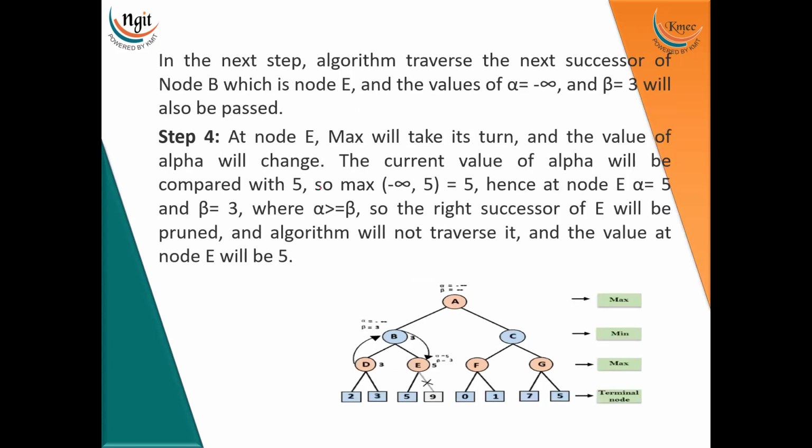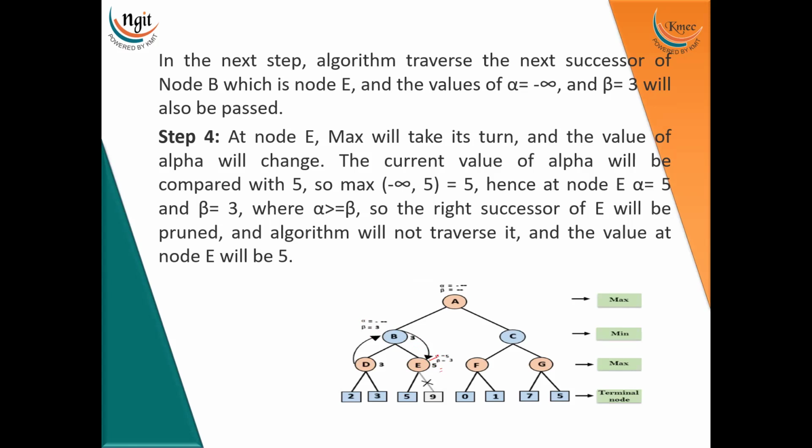In the next step, the algorithm traverses the next successor of B, which is node E. The values alpha equals minus infinity and beta equals 3 will also be passed. As I told earlier, when we are moving to the child nodes, the alpha and beta values also will be passed to the child nodes. So now here the values are alpha equals minus infinity, beta equals 3. Now coming to step 4, at node E, again it is max's turn.